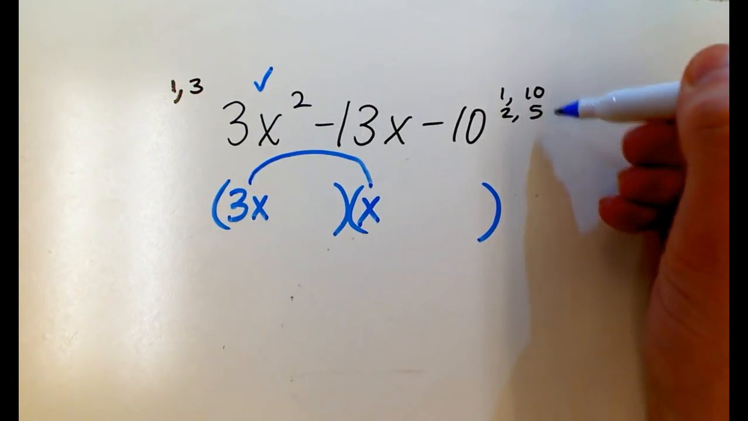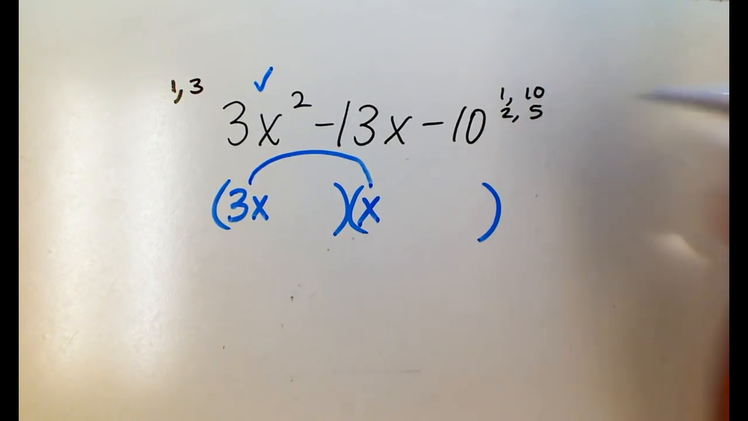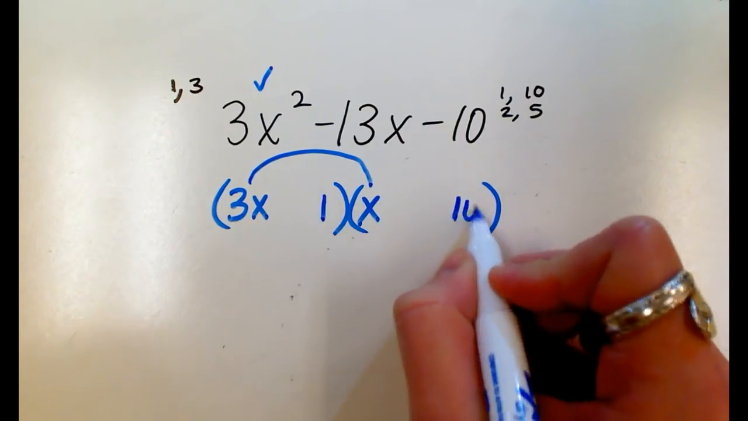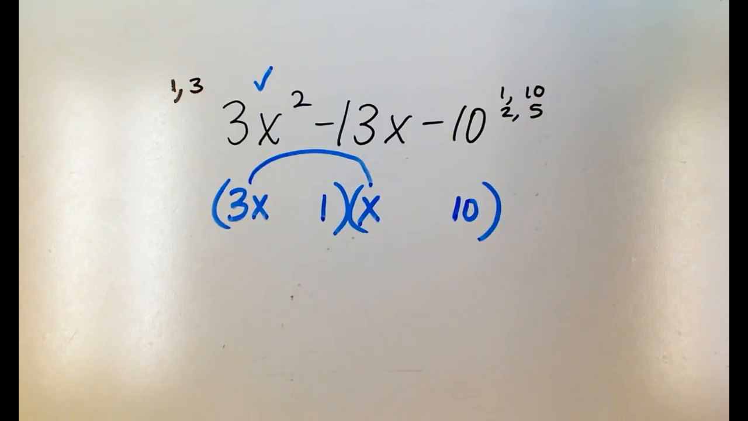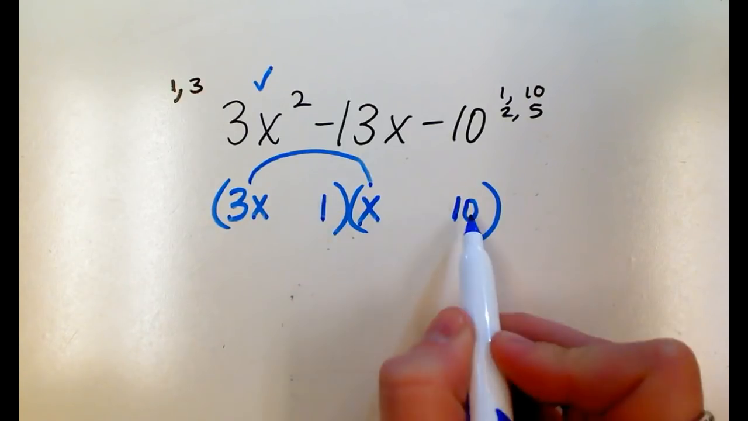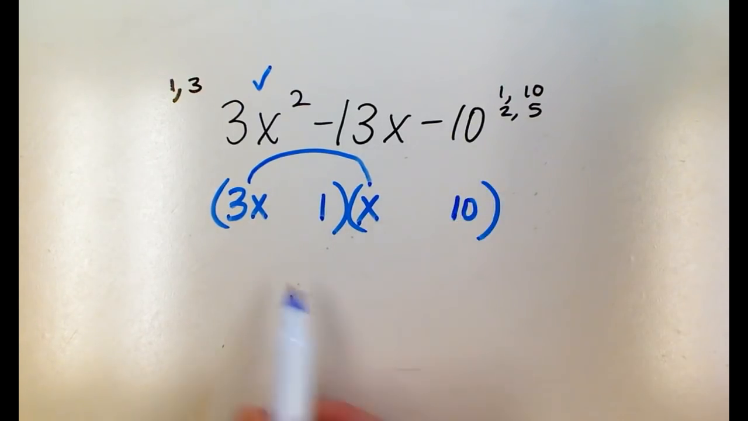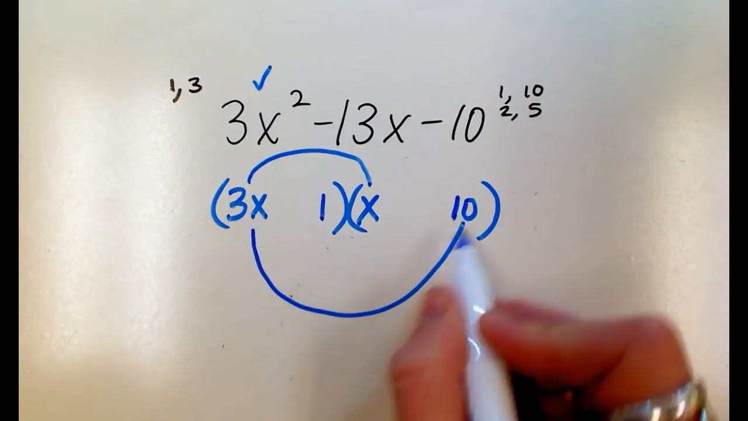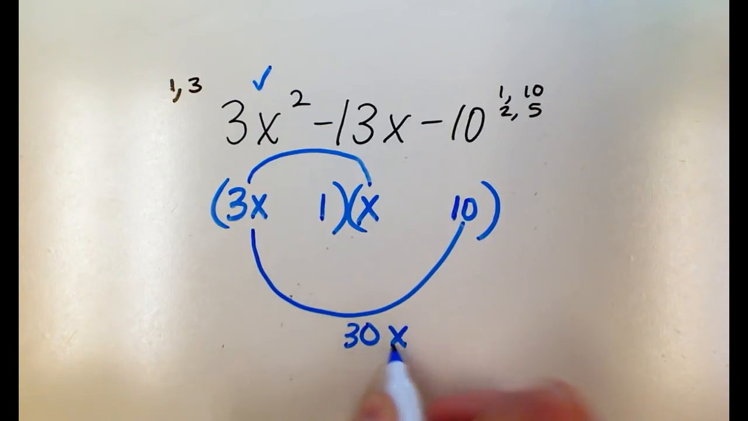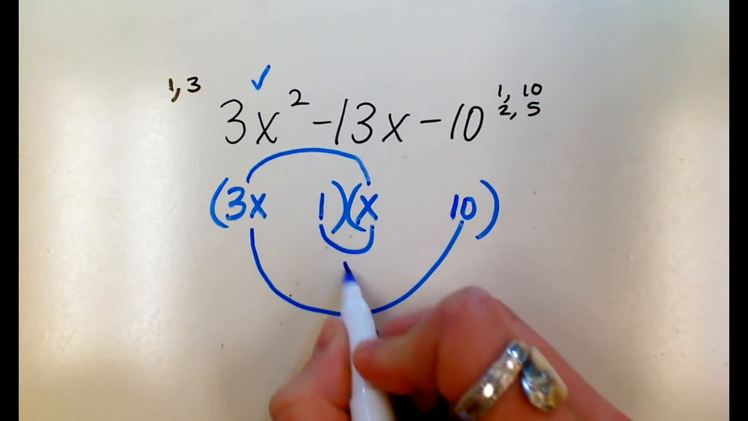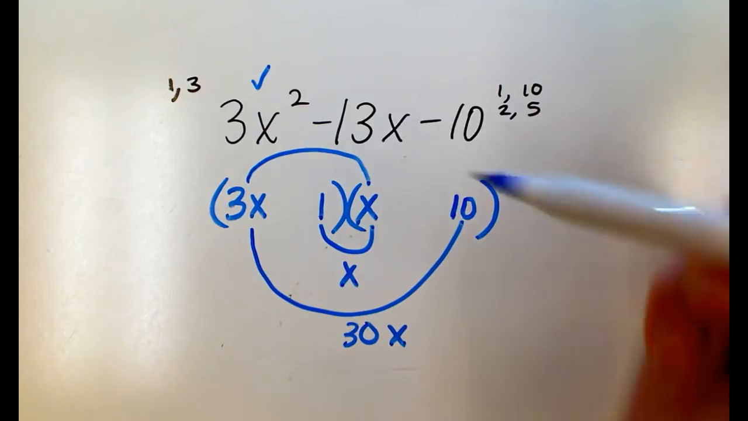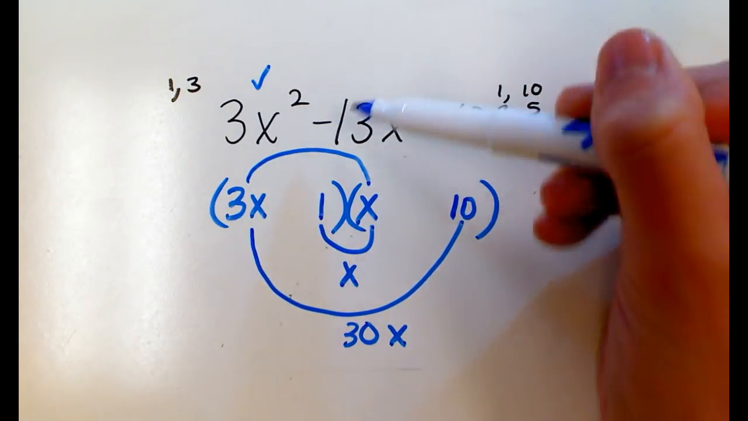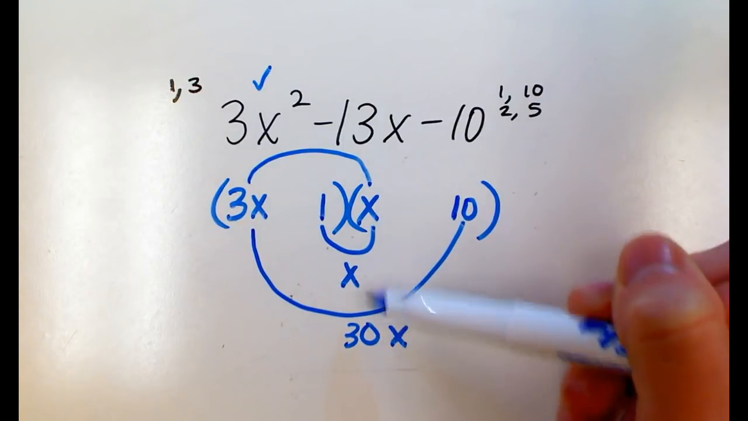Now we've got a couple more possibilities for what my end number could be. I'm going to start off by putting 1 and 10 and try it out. I can check this last term. 1 times 10 will give me my 10, but I've got to check the middle terms. 3x times 10 will give me 30x, and 1 times x will give me x. Well, I'm trying to get my middle term of negative 13. So I cannot get negative 13 from that.